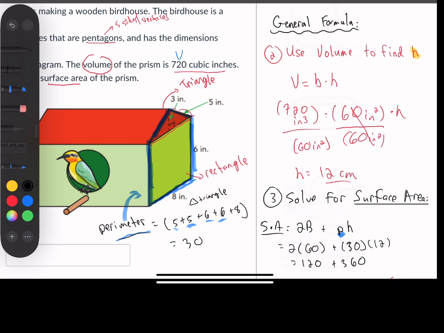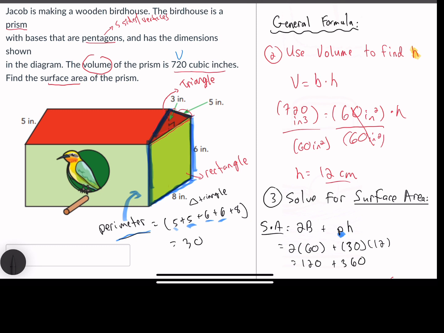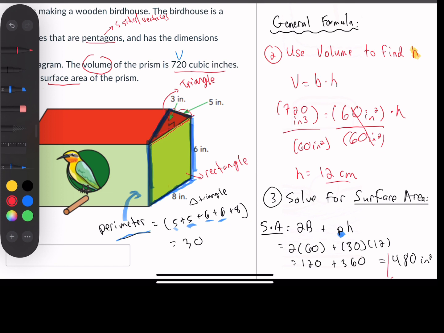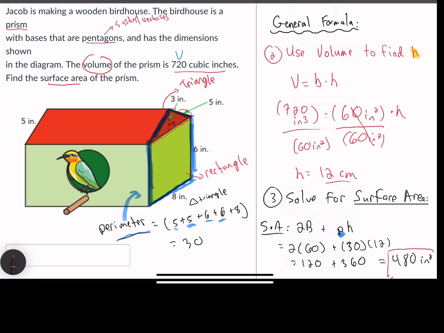And so remember, when you're doing the perimeter, it's just the contour, and so we'd have 2 times 60 plus 30 times 12, and that gives us a total value of 480 inches squared. And that would be the surface area of the prism.